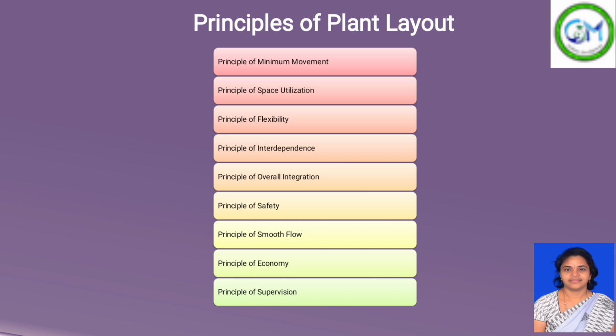The next principle is the principle of flexibility. A layout should be flexible enough to be adaptable to changes required by an expansion or a technological development. The next principle is the principle of interdependence. Interdependent operations and processes should be located in close proximity to each other so that we can minimize the product travel from one operation to another. If you minimize wastage of time and other unnecessary things, we can reduce cost and increase productivity.